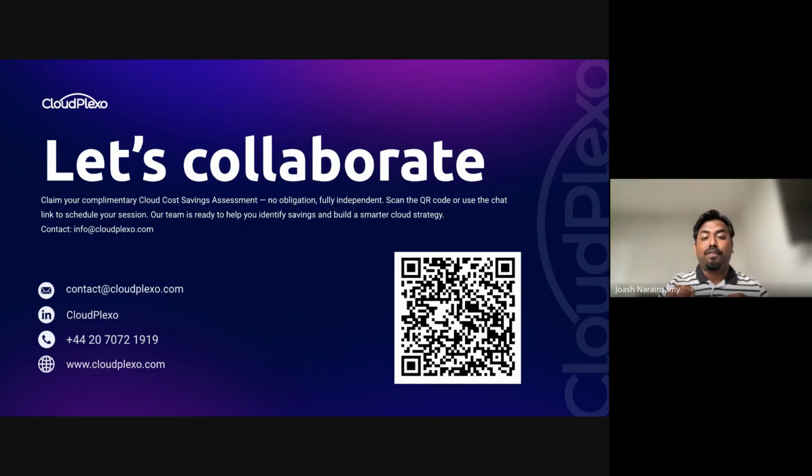That's why we're offering this complimentary cloud cost savings assessment. Sometimes the greatest opportunity isn't spending less on the cloud, it's making every dollar you spend work harder for you.